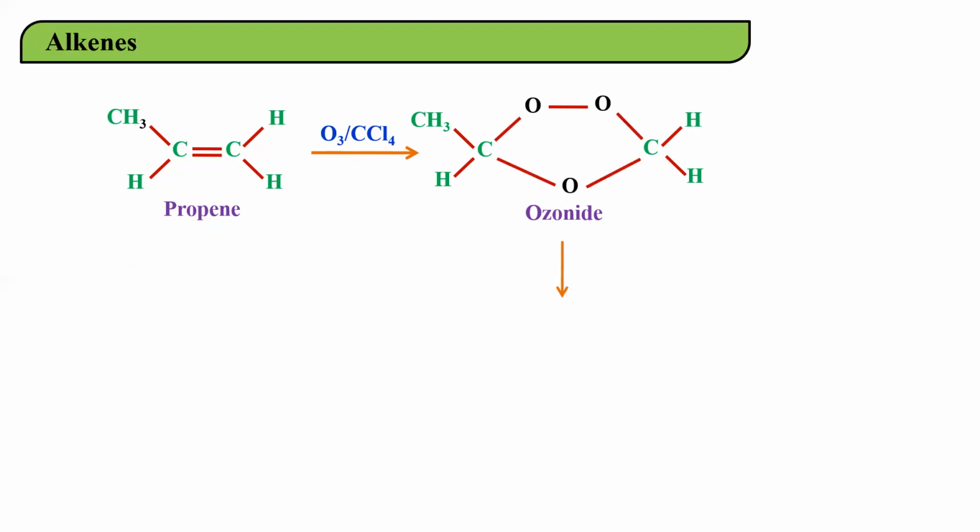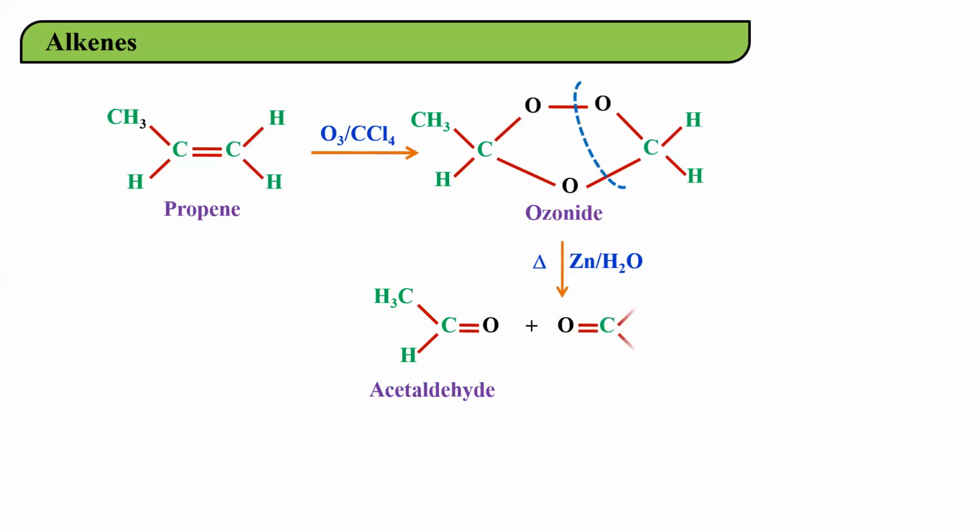Now what will happen? If you heat it in the presence of zinc and water, what you will get? The bond between carbon and oxygen will be broken. Oxygen and oxygen will also be broken, giving you CH3, C double bond O, H, which is acetaldehyde. अच्छा, right hand side पे देखो क्या बचा. Right hand side पे you are left with CH2 double bond O, which is formaldehyde. One oxygen is still remaining. That one oxygen will combine with zinc to give you ZnO. So this becomes the final product. अच्छा, एक चीज नोटिस करना है यहाँ पे.